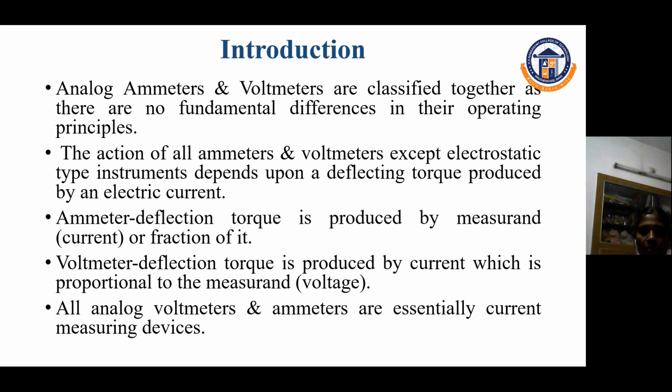The quantity is called current. Similarly, in a voltmeter, deflecting torque is produced by the current, which is proportional to the measurement of the voltage. So in the ammeter, the current is directly taken, and in the voltmeter, the equivalent current is taken from the voltage. All the analog instruments, especially voltmeters and ammeters, are measuring devices of current.